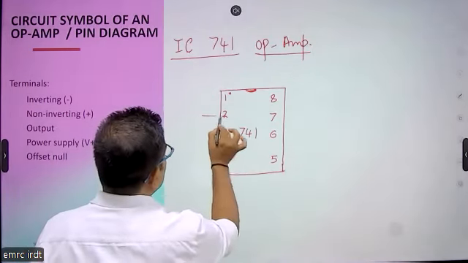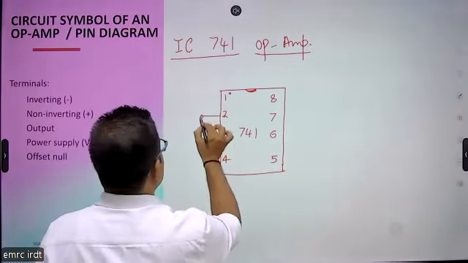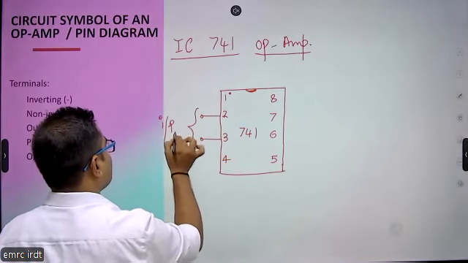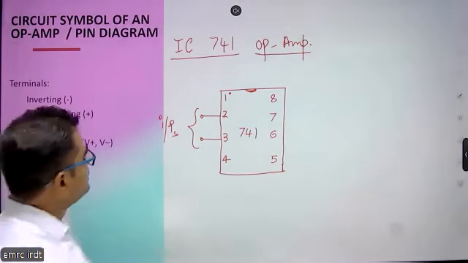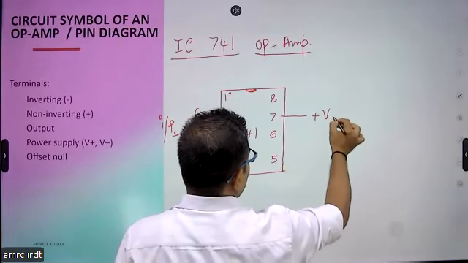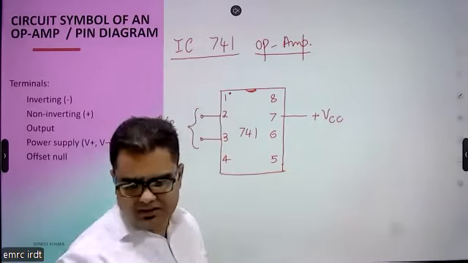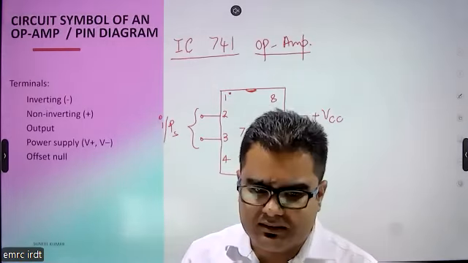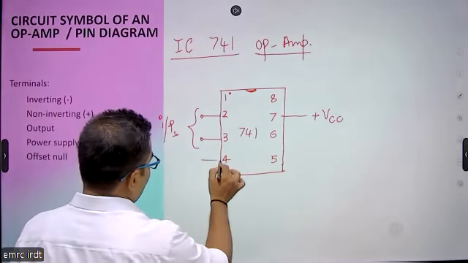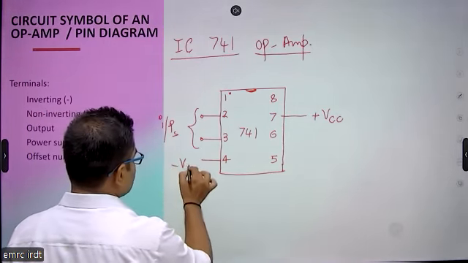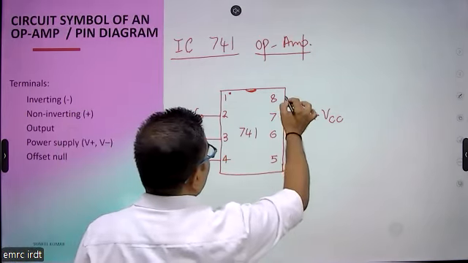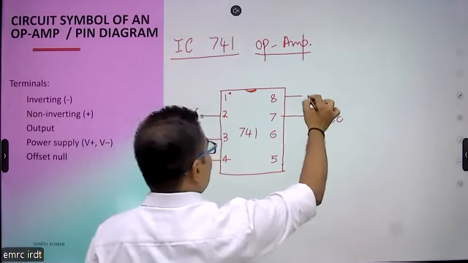So here these two terminals, 2 and 3, are used for input. Then we have pin number 7. Pin 7 is used for the positive DC supply. We need to apply some DC supply to the operational amplifier's integrated circuit so that it can operate. Similarly, at pin number 4, we are applying minus VCC. This is generally grounded. And we have pin number 8, that is basically a not connected pin.